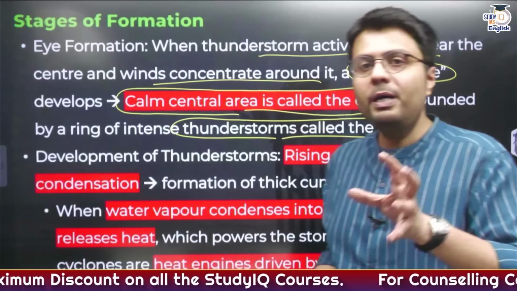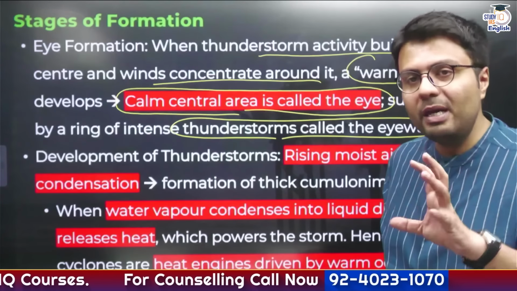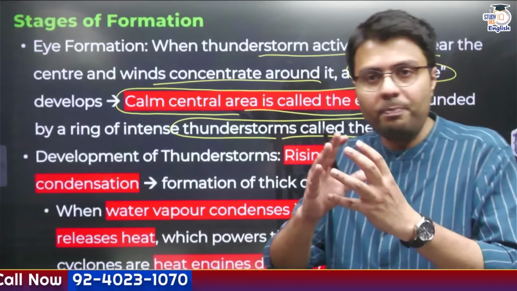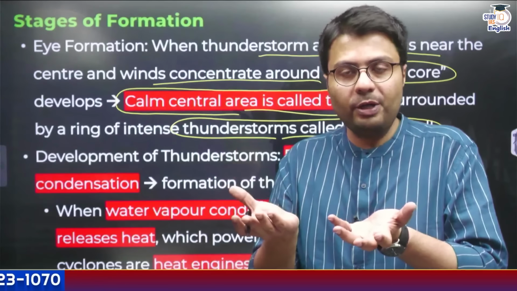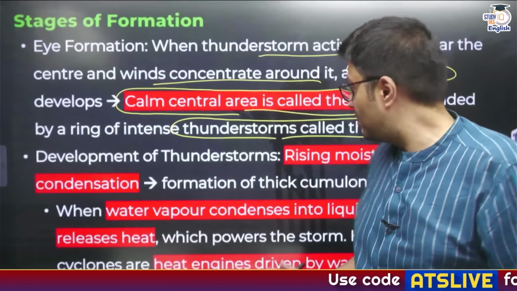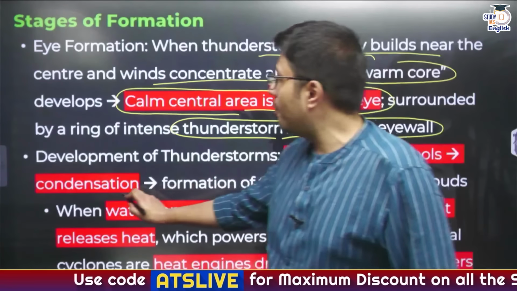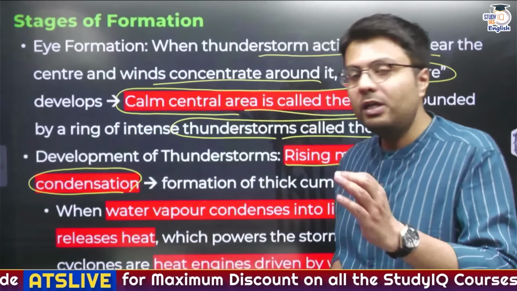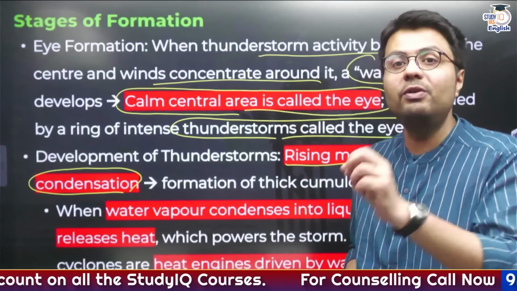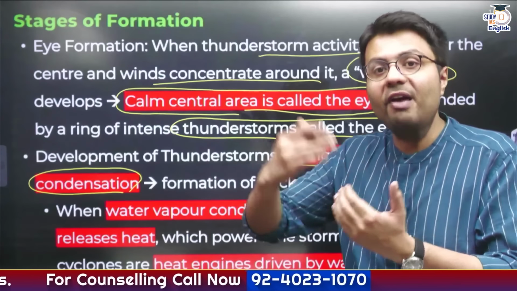Now, for development of thunderstorms, the condensation activity is very important. Let me give you a brief of what condensation activity is. As I told you, development of a low pressure favors the development of a cyclone, and in the low pressure, there is an upliftment of moisture, and this rising moist air, when it cools down, leads to the phenomenon of condensation. And water vapor, when it condenses, releases heat, which is called latent heat. And this latent heat is basically the driving force of a cyclone.